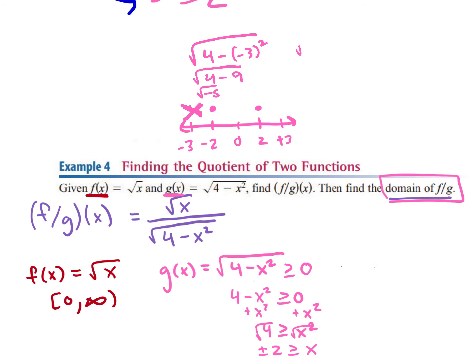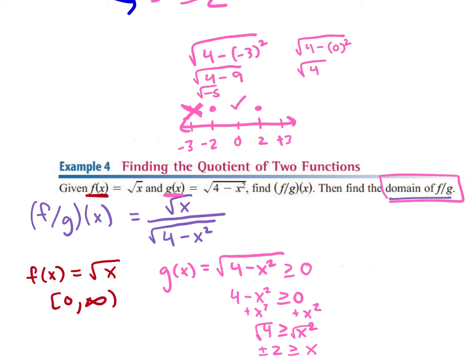Let's plug in 0. So now I'm going to test a number in between to see if in between -2 and 2 works. So I have 4 minus 0 squared. So this would just be the square root of 4. I can take the square root of 4, so in between works.